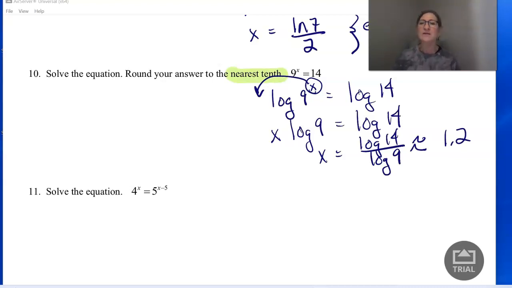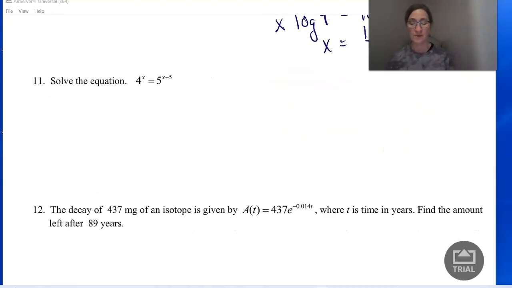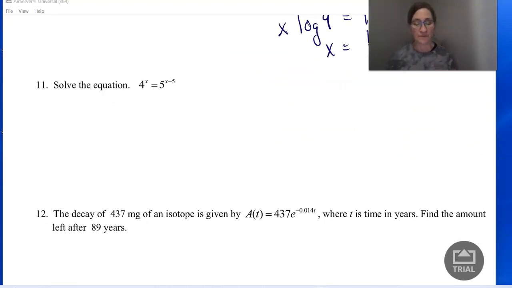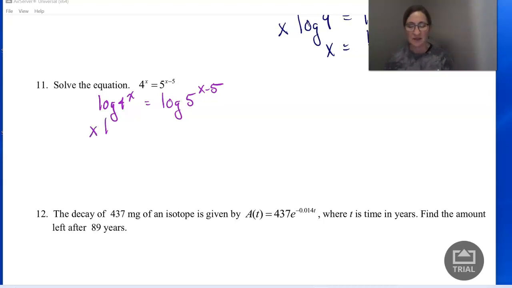Okay. Let's look at one more here. This is a fun one. Number 11. So for this one, I'm going to take the log of both sides. So log of 4 to the x equals log 5 to the x minus 5. Now I'm going to apply the power rule to both sides. So it'll be x log 4 equals x minus 5 log 5.